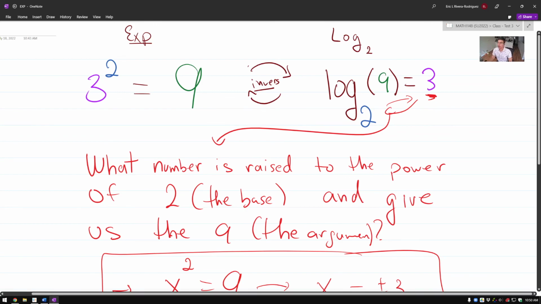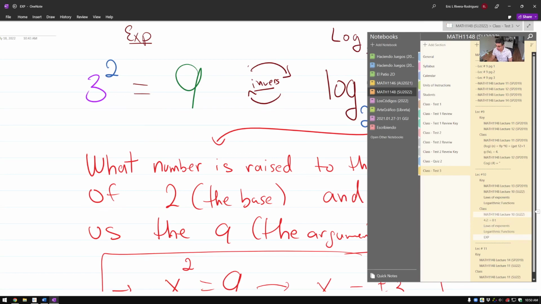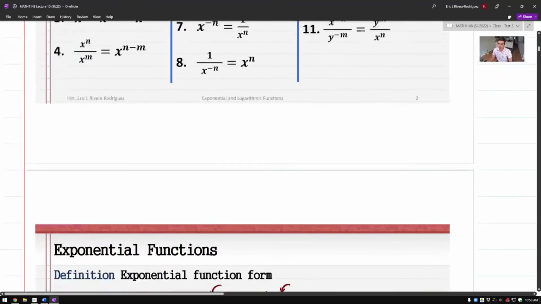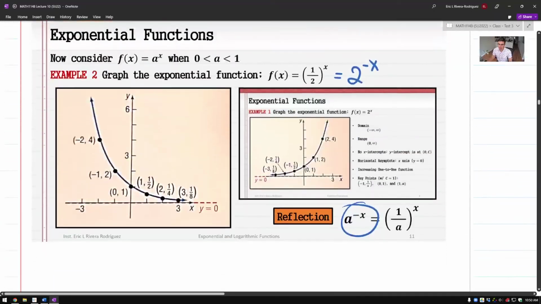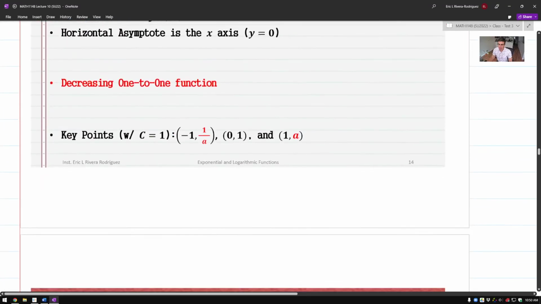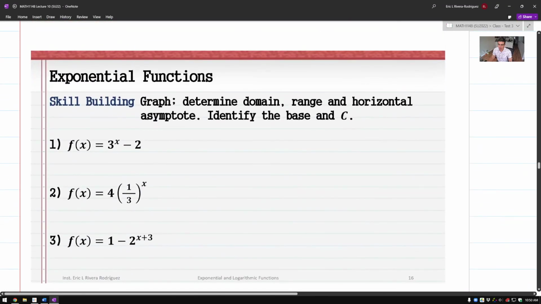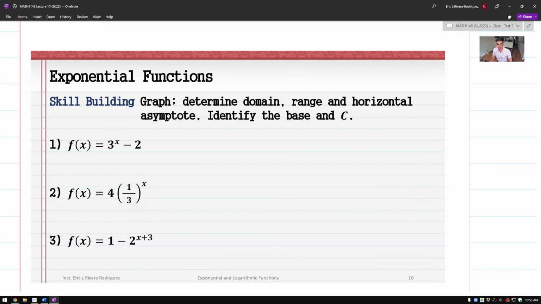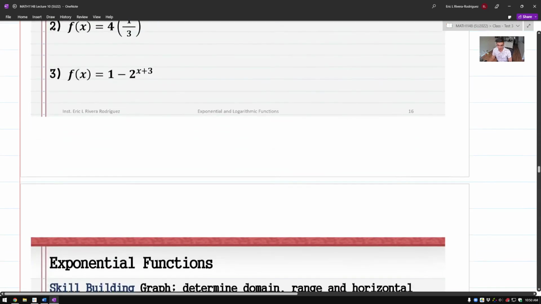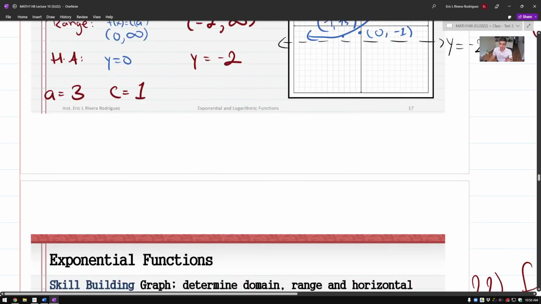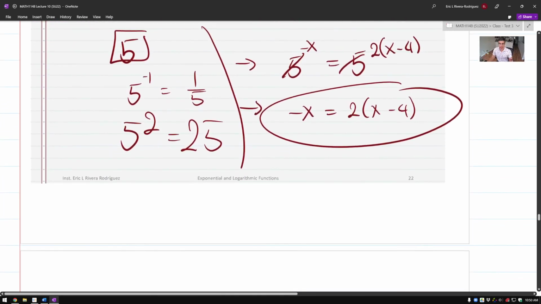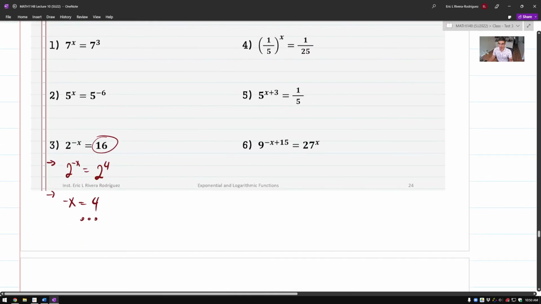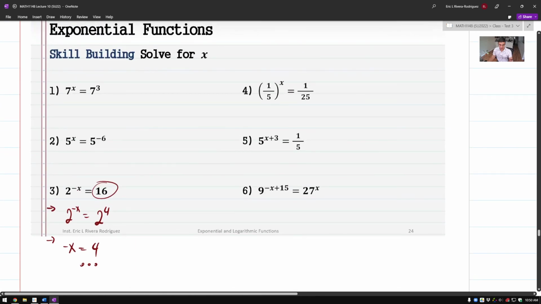and then we are going to explore more on the logarithmic functions. What I want you to do on lecture number 10 is to focus on solving the exercises where you are going to graph, identify the domain, the range, horizontal asymptote, base and c of the exponential function. Also in the review you have more exercises. I want you to focus on solving exponential equations. You have more exercises here to practice.